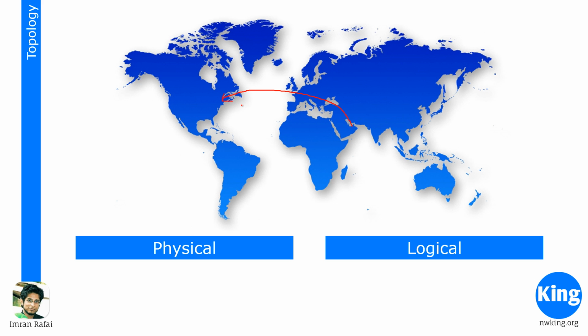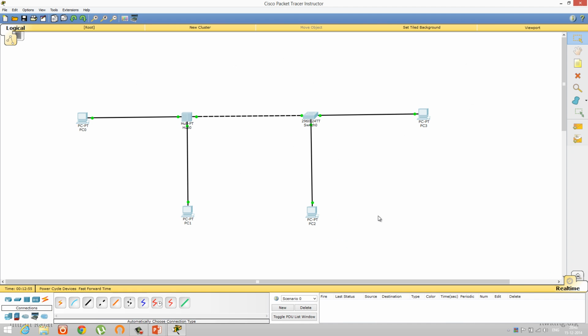So logical and physical is like that. When we look at devices, normally you will see people drawing network diagrams like this. They will say, okay, PC is connected to a hub, connected to a switch, connected to another PC. So you have two PCs connected to a hub and a switch connected to each other. This is the logical topology.